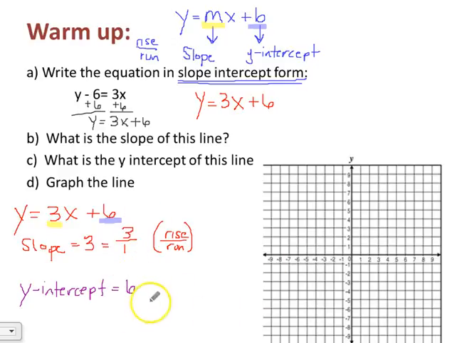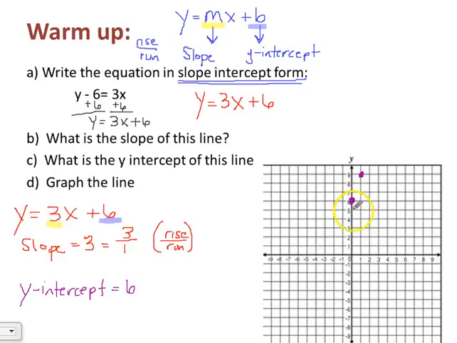So now that I have the slope and the y-intercept, I can use that information to help me graph that line. So my y-intercept is at 6. So that's telling me right here, we're going to cross the y-axis at 6. And now I'm going to apply the slope. Slope is rise over run. So up 3, 1, 2, 3, and to the right 1. That's my slope, 3 over 1. I can also go in the opposite direction.